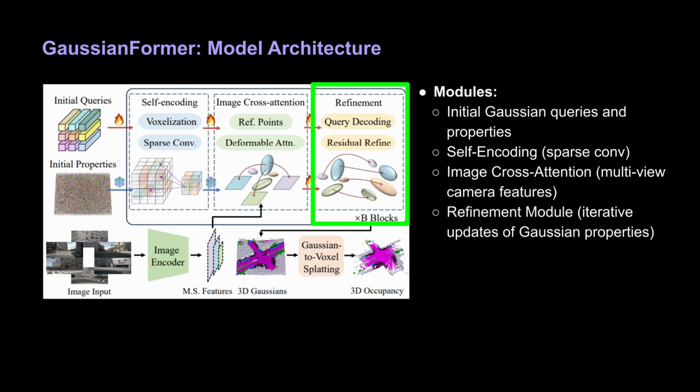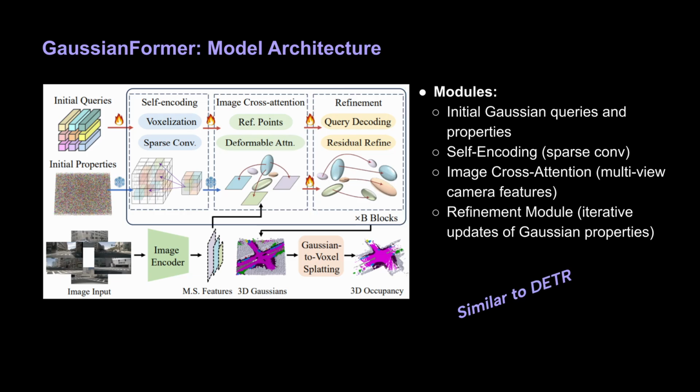After each round of self and cross-attention, an MLP refines the Gaussian properties. Inspired by object detection frameworks like DETR, the refinement module uses the updated Gaussian queries to iteratively improve Gaussian properties. This iterative refinement ensures that each Gaussian converges to a stable configuration that accurately represents a portion of the scene.